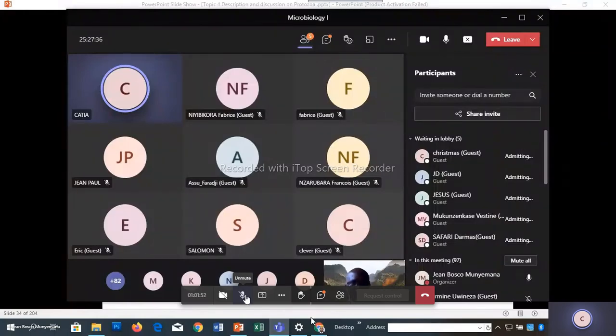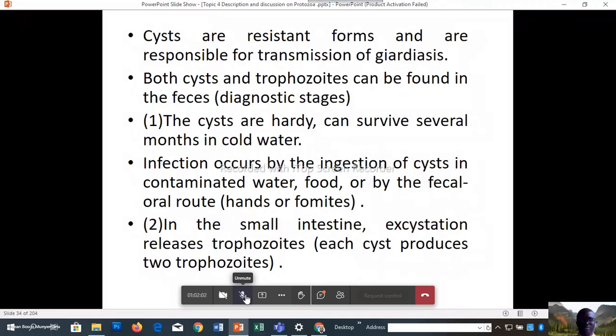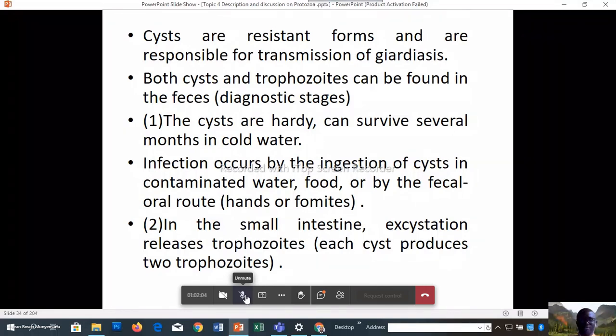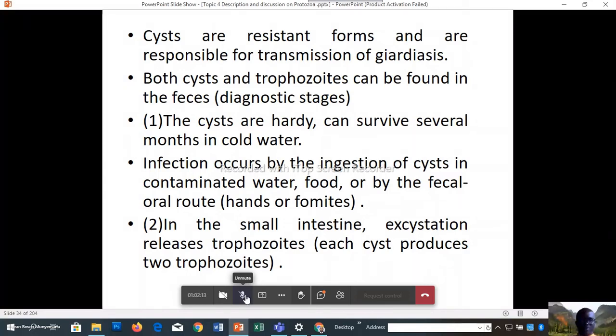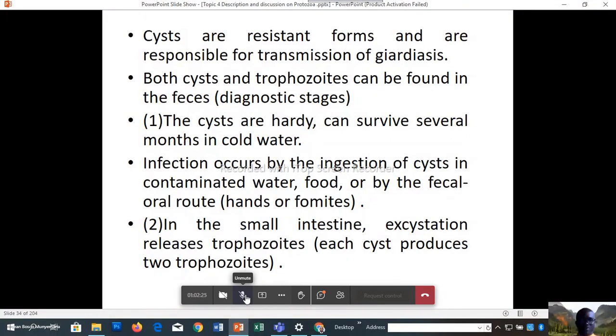Like, what makes it turn to cyst? There are different factors, but in general, for the trophozoite to become a cyst, the environmental conditions are not favorable for the parasite. It's like it is hiding. When the conditions are not good, the trophozoite will say, oh, if I don't change my position, maybe I will not survive in this environment. Now let's try to enter into my protective form.